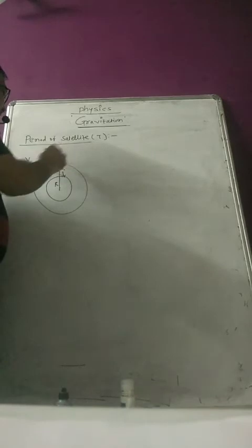Now the satellite is going to revolve around the earth in a stable orbit. Suppose this is the center of the earth, and this is the radius of the satellite's orbit above the surface of earth. So that we have shown here. Now we want to find out what is the time period of the satellite?